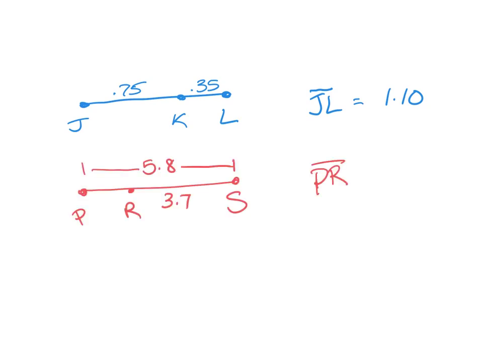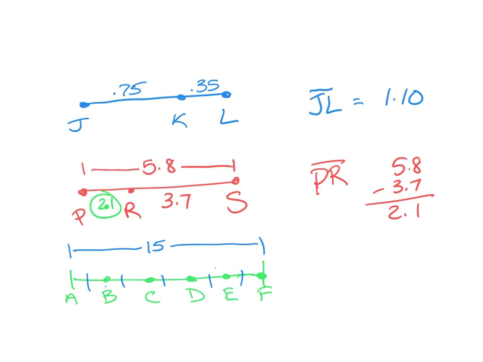If they want the length of PR, if it's 5.8 miles to get from P to S, and from R to S is 3.7 miles, then how far is it from P to R? You would take 5.8 minus 3.7, which is 2.1. So this one right here would be 2.1.